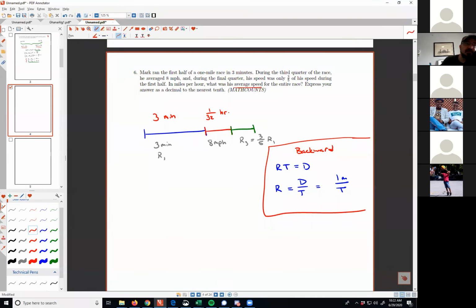Now, how about the last part? One 24th of an hour. How do we get 1/24 of an hour? By finding the rate for the first half of the journey. So what was our rate during the first half of the race? It took 3 minutes to run half a mile.